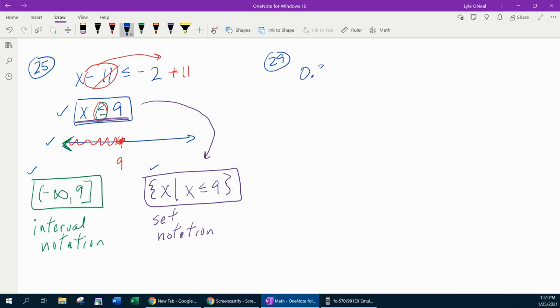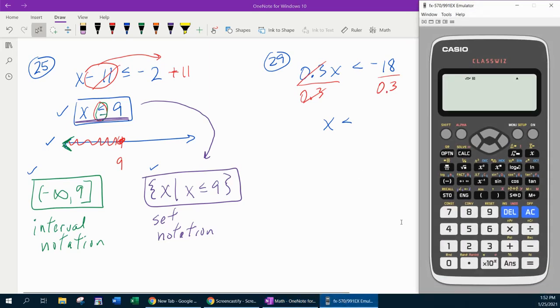says 0.3x less than negative 18. This one's a little bit different because to solve for x here, we're going to have to get rid of the coefficient of x, which means we're going to have to divide both sides by 0.3. Let's see, that's going to give us x is less than. So what is negative 18 divided by 0.3? Well, I'm going to use my calculator for that. Negative 18 divided by 0.3 is negative 60.